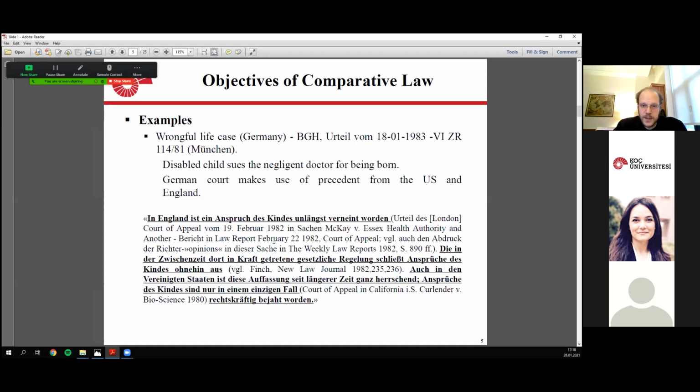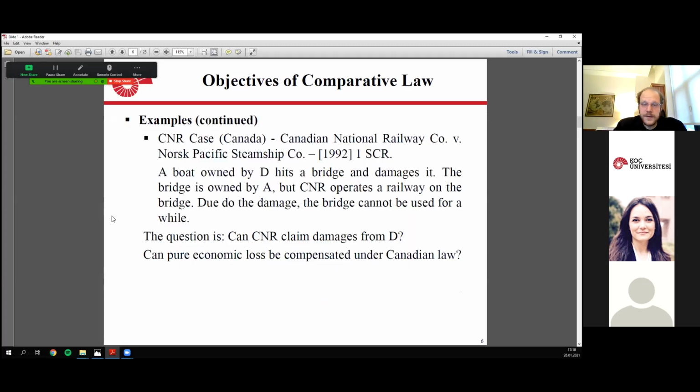So that was a very interesting problem, and it was the first time that German courts had to deal with such an issue. And while doing that, they made use of comparative law. Here you see a German quote from the decision by the German Supreme Court. And what they say here basically is they refer to English law and explain their solutions. They also refer to United States law and explain their decisions. So you see the courts themselves resort to comparative law when they are faced with cases that they have not had to deal with before. Another example comes from Canada.